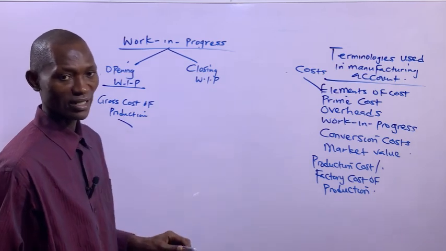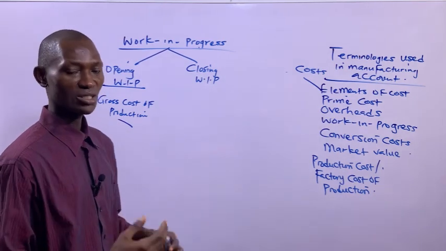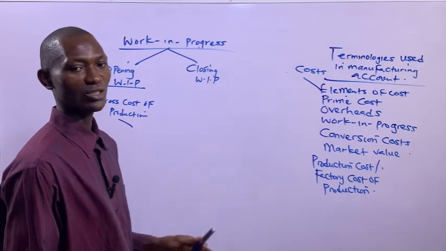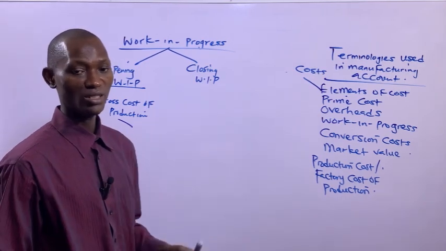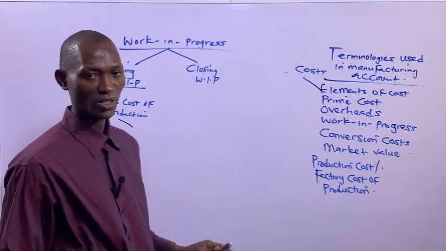So work in progress, like I said, are partly produced goods whose production has not been completed or are not finished yet. That's what that means.